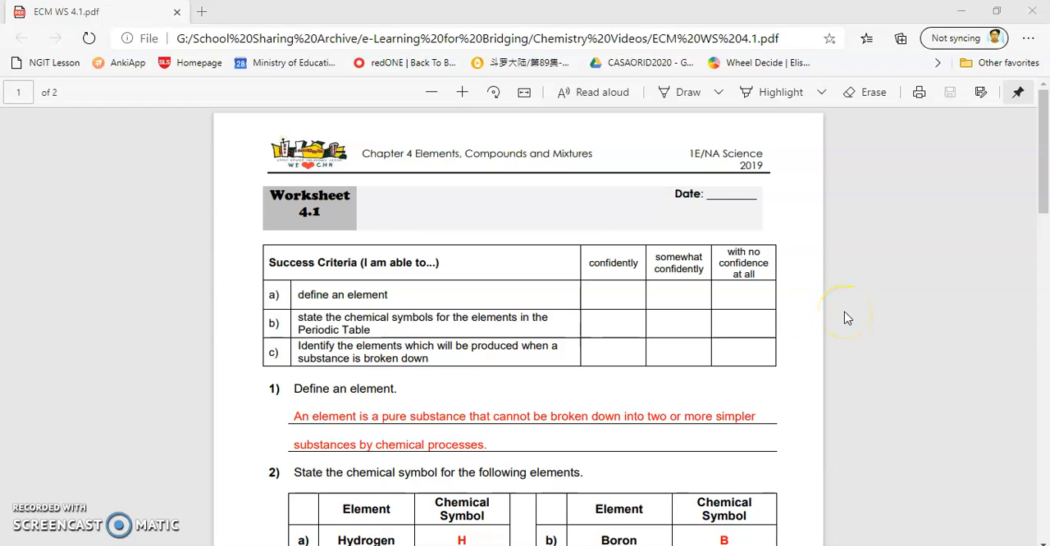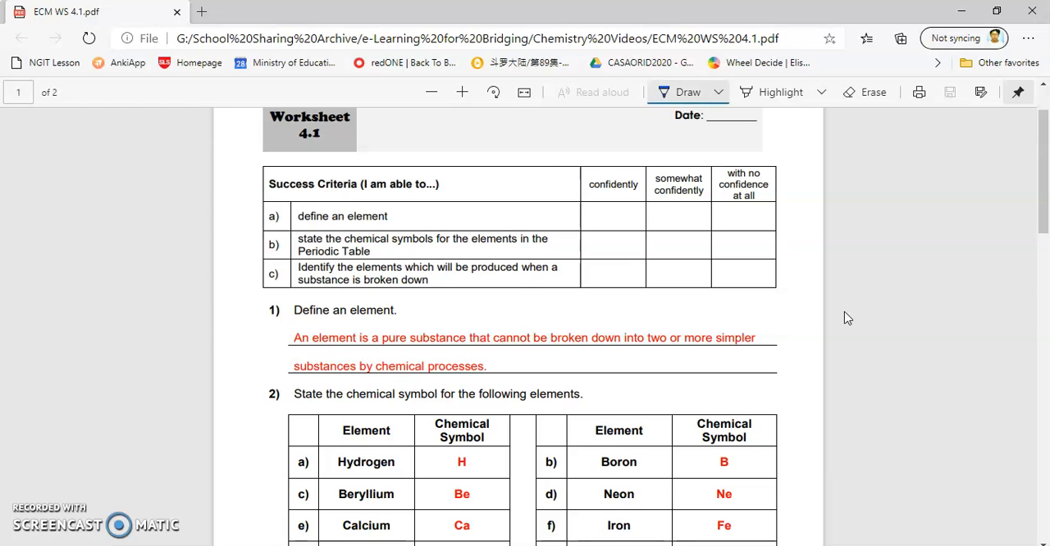Okay, let us begin on worksheet 4.1 for element, compound, mixture. So the first part, what is an element? An element is a pure substance. Do take note of the word pure. So an element is a pure substance.